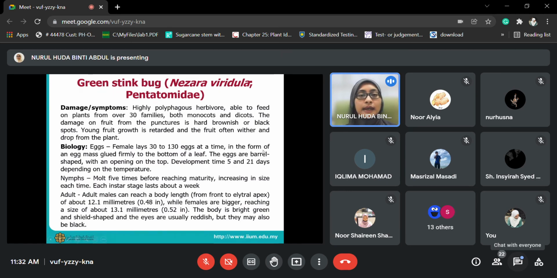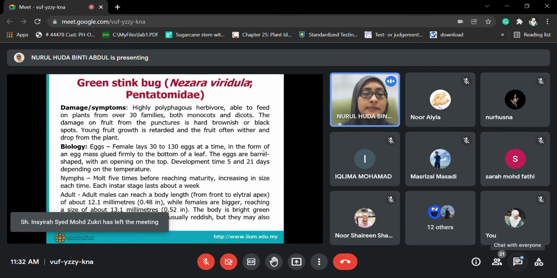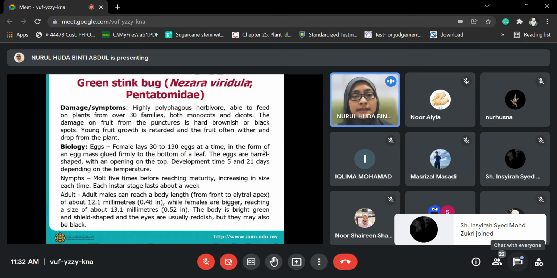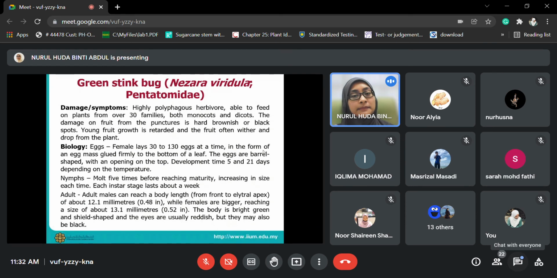And another one we have also hemipterans, but different family, Pentatomidae, Nezara viridula, green stink bug. They are highly polyphagous. Of course, they feed on plant sap as well. Okay, but this insect can host many plants. Maksudnya dia boleh duduk atas, can eat on many plants, many hosts, including monocot and dicot.